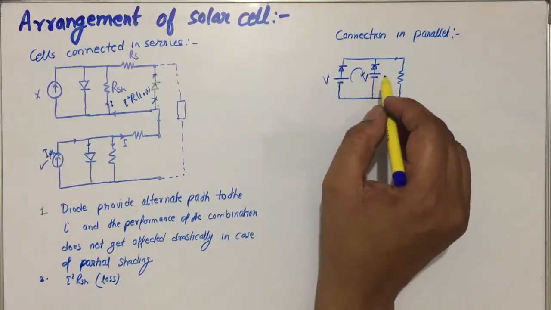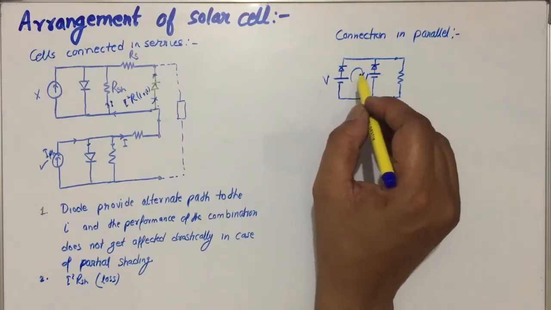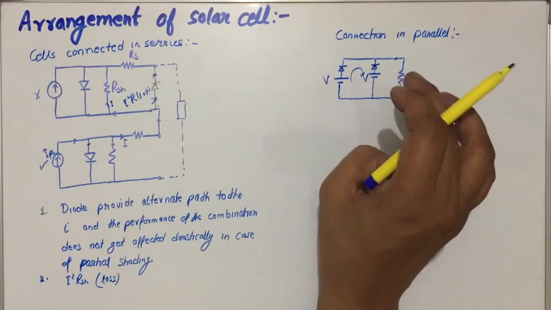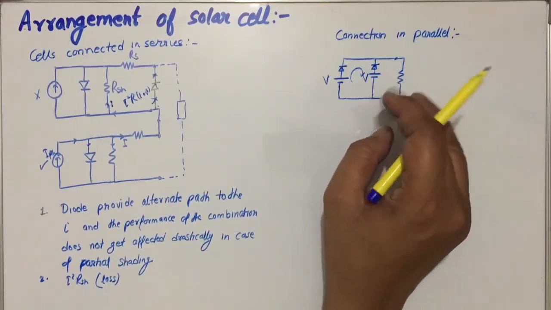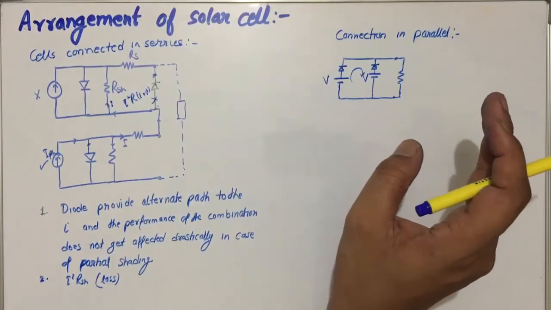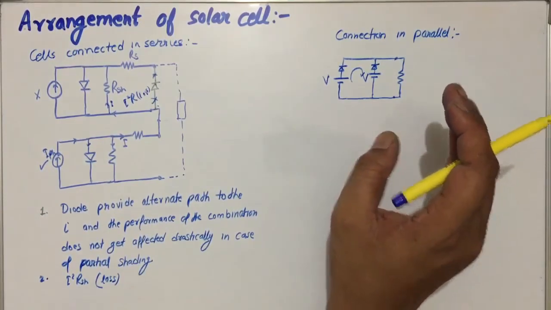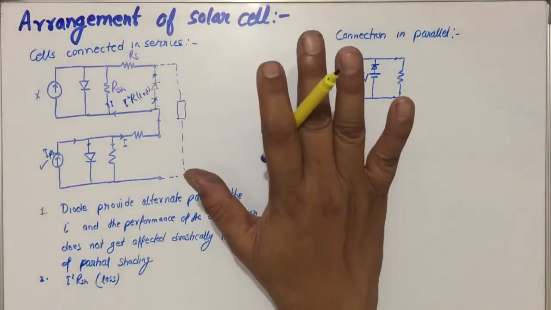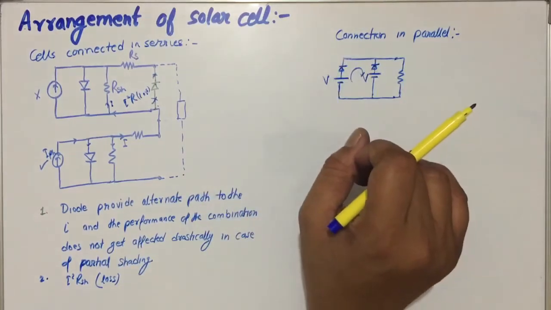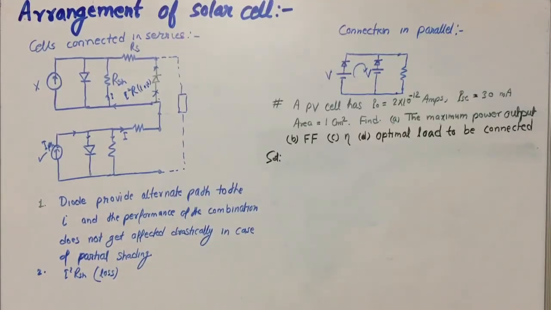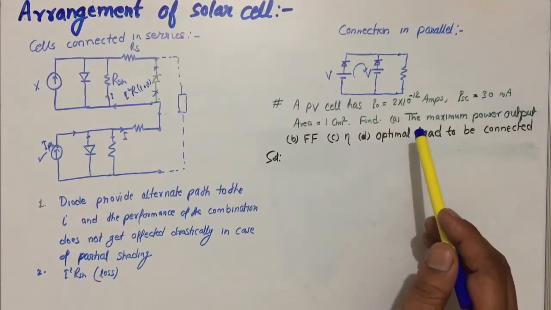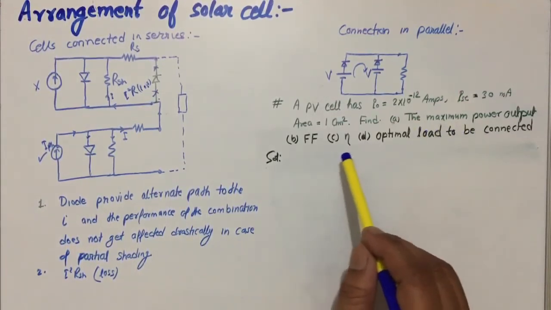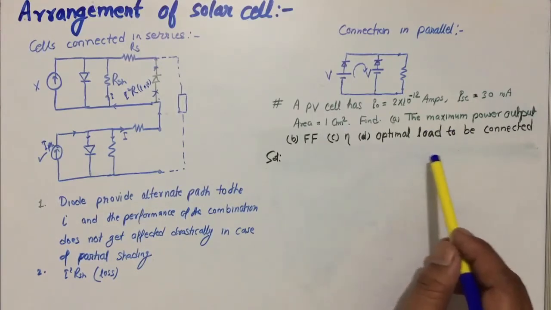Okay, so in this way it becomes possible to connect the panels in the shunt in parallel form to increase the current level. Okay, so this was the connection of solar cells in series and parallel. Let us solve one example to find the maximum output power, fill factor, efficiency and optimal load to be connected.